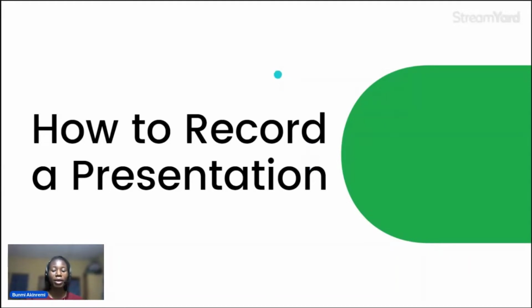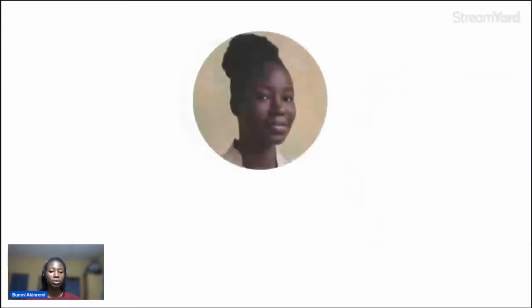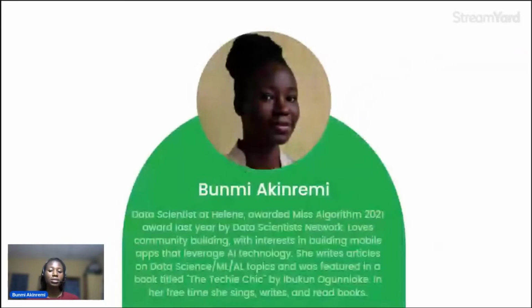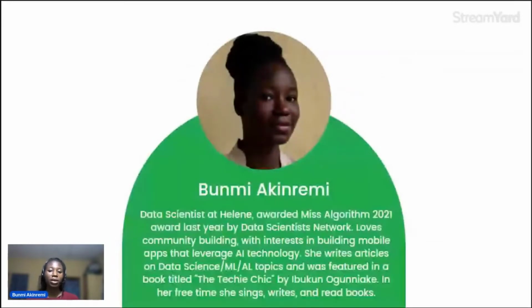So, before I continue, let me just briefly introduce myself. My name is Bunmi Akinremi from Nigeria, and I'm a data scientist at Elin. Last year, I was awarded the Miss Algorithm Award by Data Scientist Network. I love community building, I love mentoring, I love helping. I also have interests in building mobile apps that leverage AI technology. I love writing articles on data science, ML, and AI topics. And I was also featured in a book titled The Techie Chick by Ibuku Ogunaike.